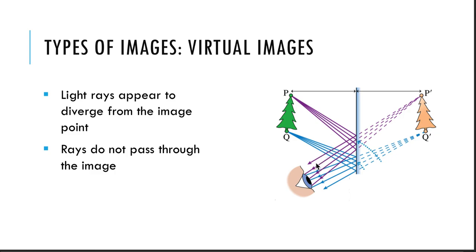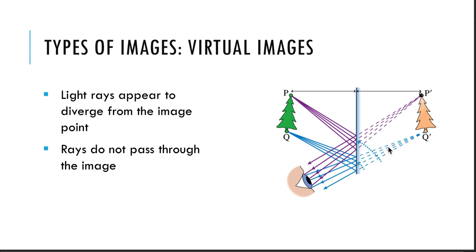So what happens is that these rays of light appear to diverge. If you just trace them backwards, that's what your eye does. It traces those rays back until they actually do converge, and that's where it's going to see the image. So we say that this is a virtual image because the rays don't actually intersect at this point. The rays appear to diverge from that point. There's no light that is actually passing through this image.